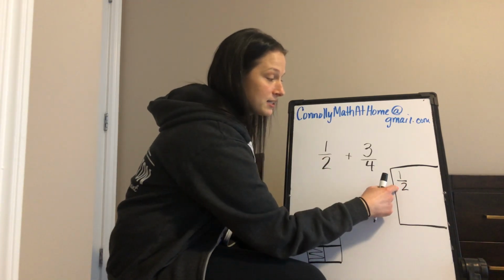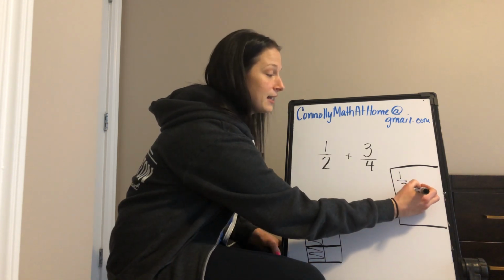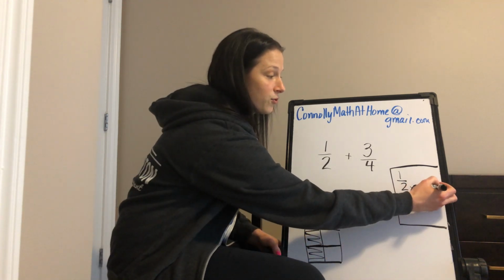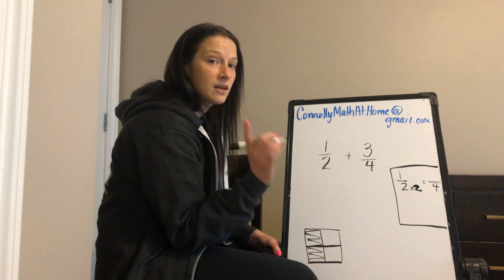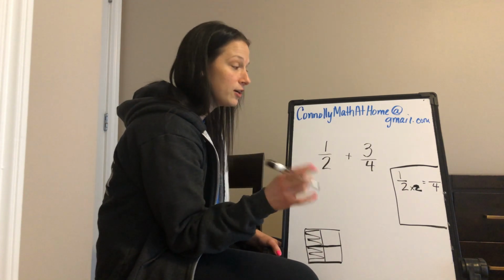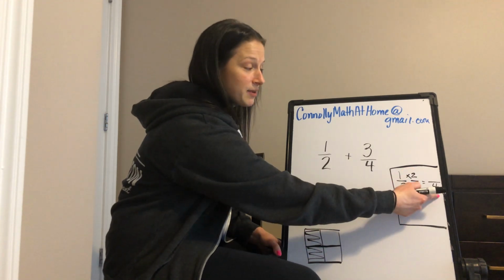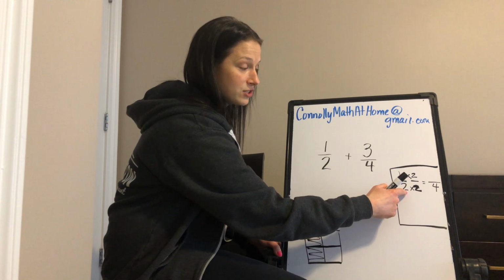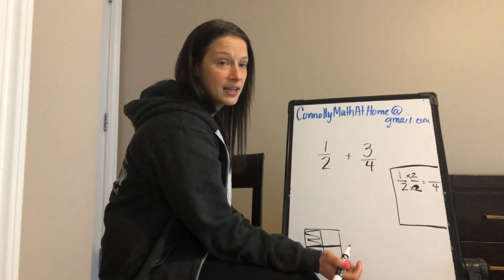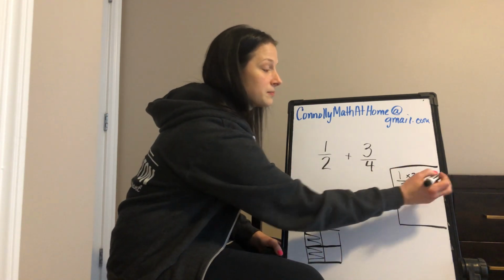So if I wanted to make fourths, I know that I have to multiply my denominator by 2 to get to fourths. If you watched the last video, you know to make an equivalent fraction, you have to multiply the numerator and the denominator by the same number. So if I know I wanted to make fourths and I know that to get there I had to do 2 times 2, that means I automatically multiply the numerator by 2. So 1 times 2 is 2/4.